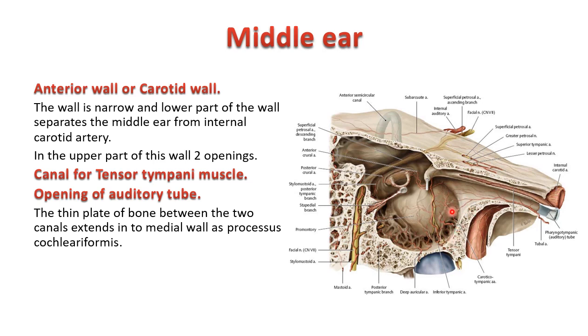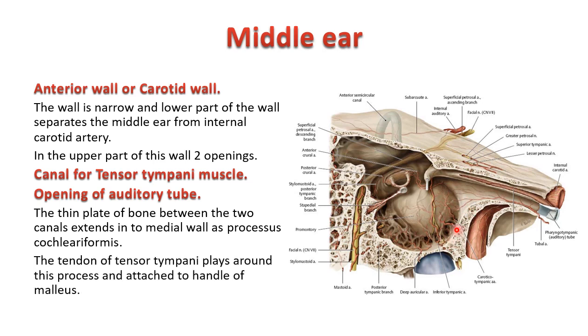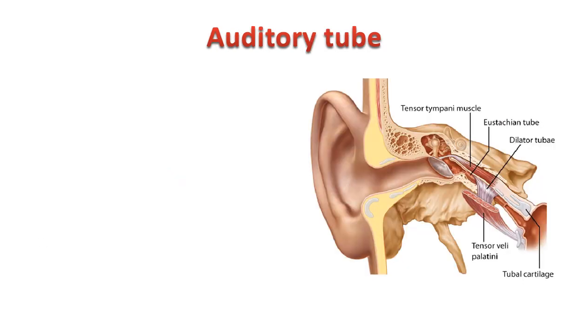In the anterior wall you also have the opening for the caroticotympanic nerves. These caroticotympanic nerves will take part in the tympanic plexus along with the tympanic branch of the glossopharyngeal nerve.